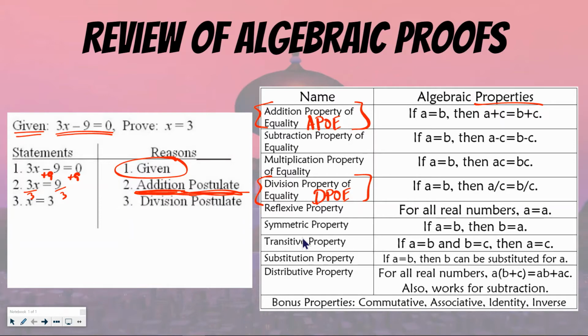So you really have to have these algebraic properties memorized just so that you know how to use them. These are all going to be tools that you can use to justify solving an equation, and then later we're going to get into our geometric postulates, definitions, and theorems and use those as tools to justify geometric proofs.